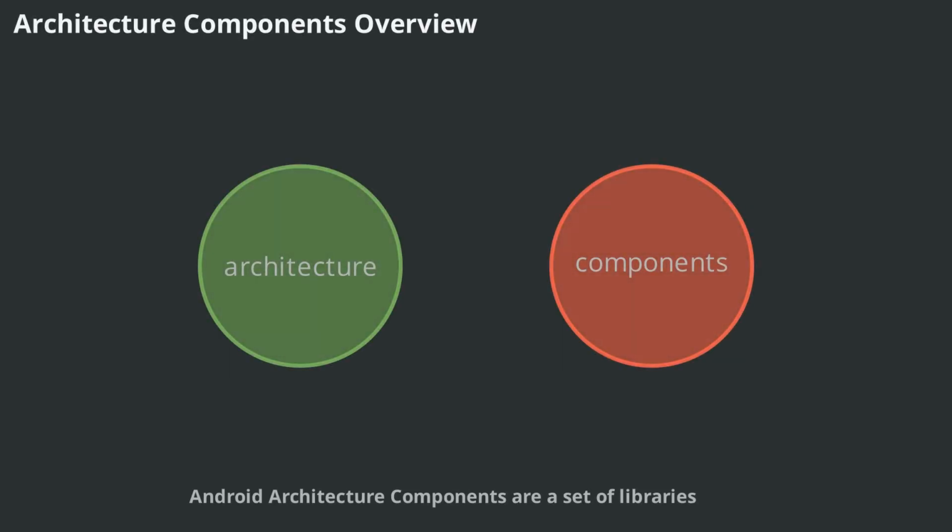Android architecture components are a set of libraries introduced by Google to help developers build robust, testable, and maintainable applications. These libraries address common challenges such as managing UI lifecycle changes and handling data persistence efficiently. By leveraging these components, developers can reduce boilerplate code, improve modularity, and ensure data consistency across configuration changes. The architecture encourages the use of MVVM, separating UI and data logic for cleaner codebases. Understanding these components is essential for tackling app complexity and creating scalable Android solutions.